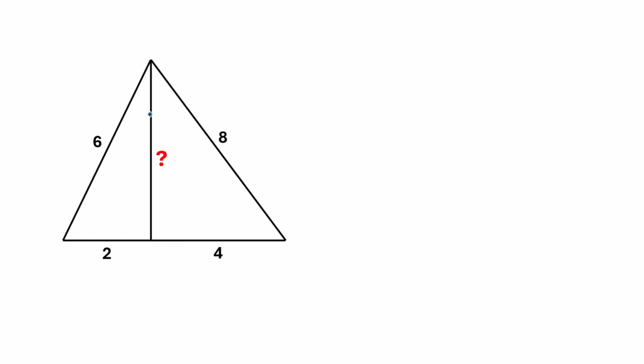We have a triangle. The length of this side is 6 units and this side is 8 units, and this base is divided into two parts. The length of this part is 2 units and this is 4 units. We have to find the length of this line.